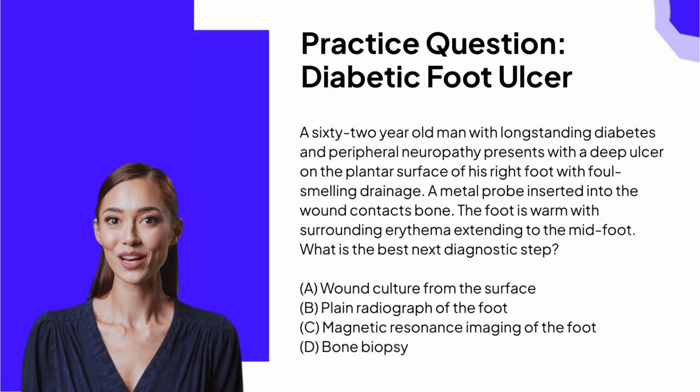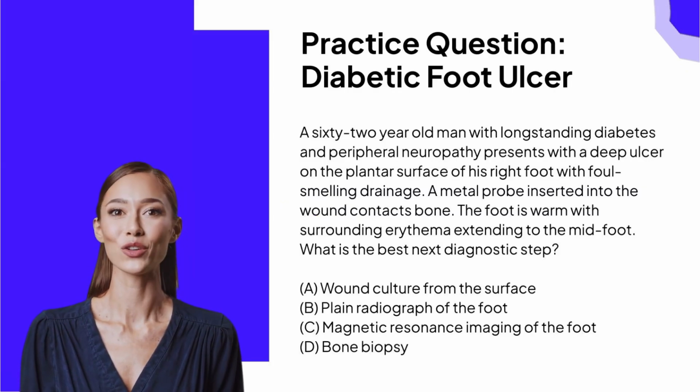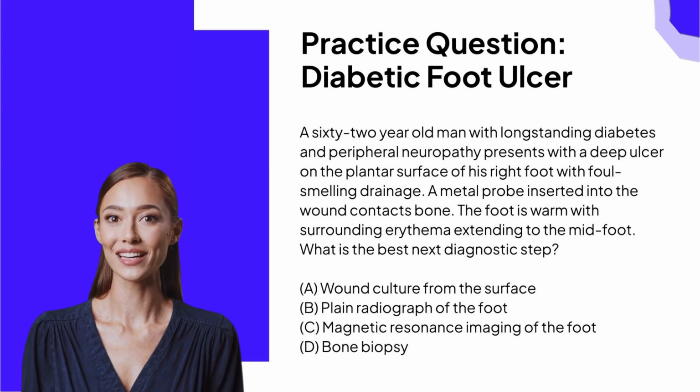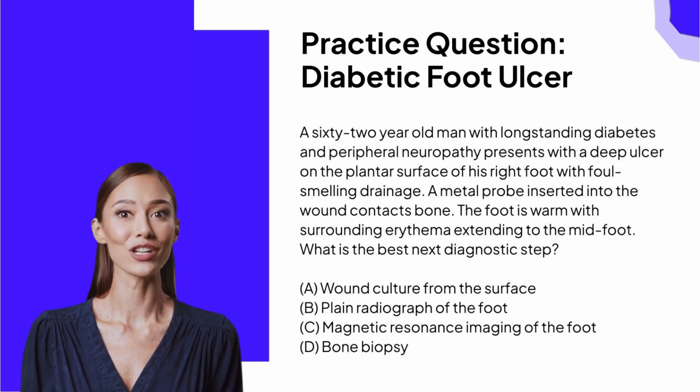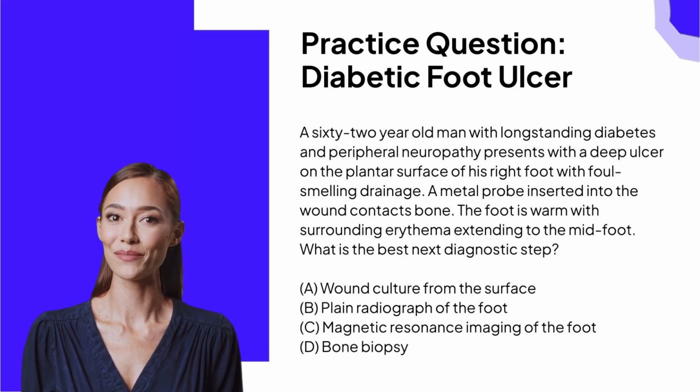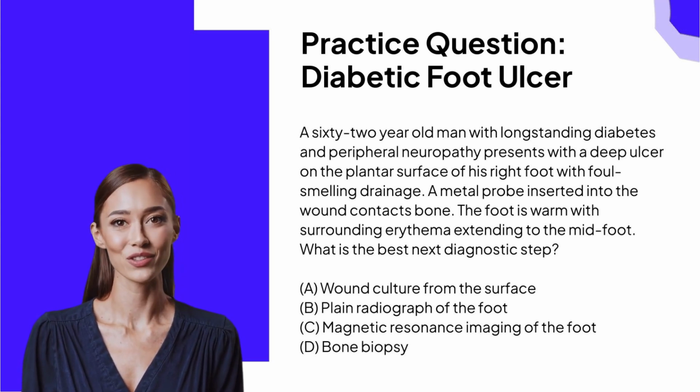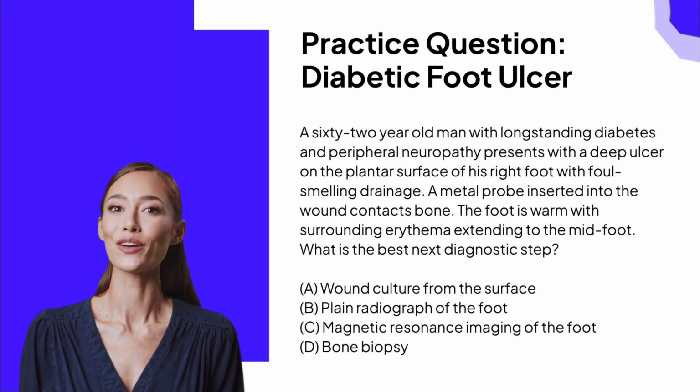Here is your third practice question. A 62-year-old man with long-standing diabetes and peripheral neuropathy presents with a deep ulcer on the plantar surface of his right foot with foul-smelling drainage. When you insert a metal probe into the wound, it contacts bone. The foot is warm with surrounding erythema extending to the midfoot. What is the best next diagnostic step?